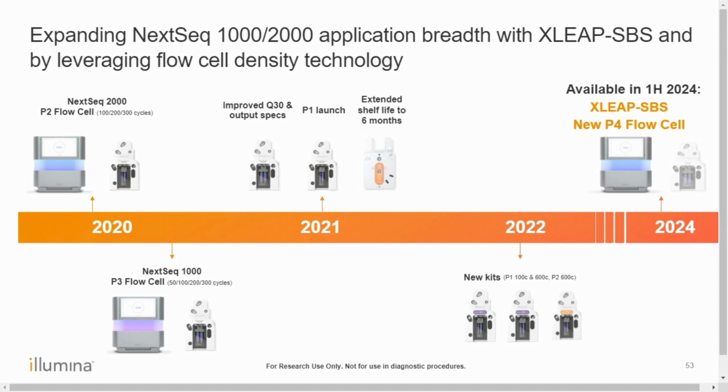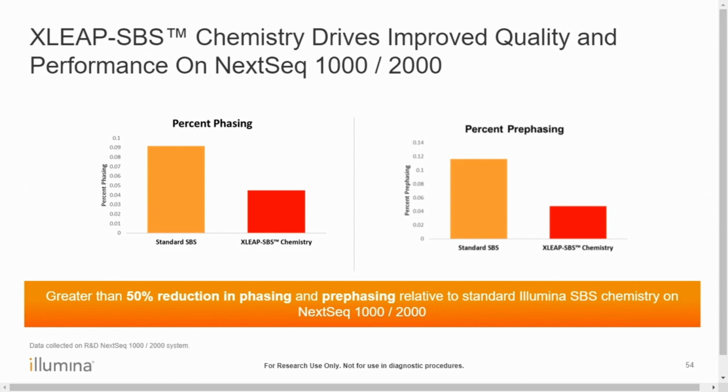We've also announced that early next year, we're going to be bringing our new XLEAP SBS chemistry to the NextSeq 1000 and 2000, first in the form of a P4 flow cell, and eventually backwards compatibility with our other flow cell configurations. So there's plenty of innovation coming on these systems. On this slide, I'm incredibly excited to share some of the first data to come off XLEAP chemistry on board the NextSeq 1000 and 2000 systems specifically, which shows a 50% reduction in both phasing and pre-phasing on the system, opening the door for both improved quality and performance in the future.